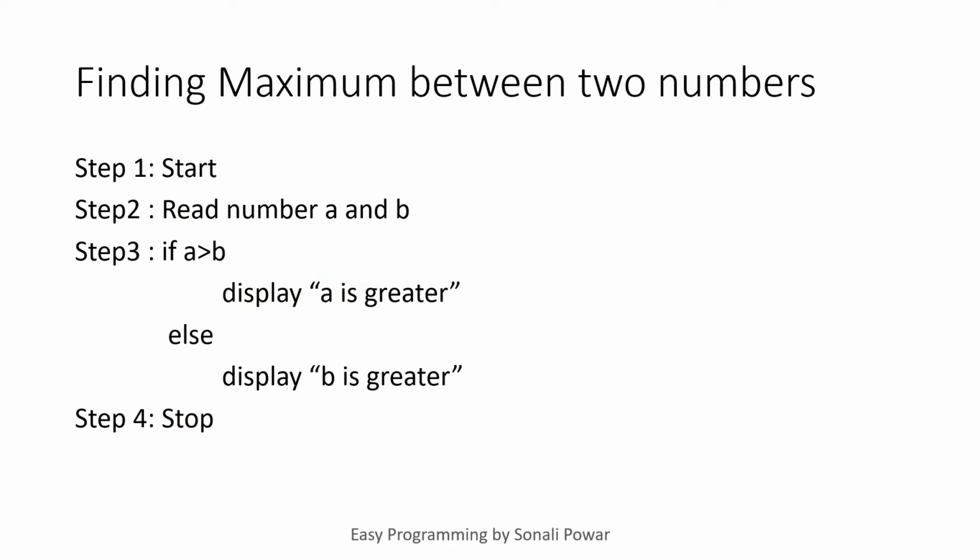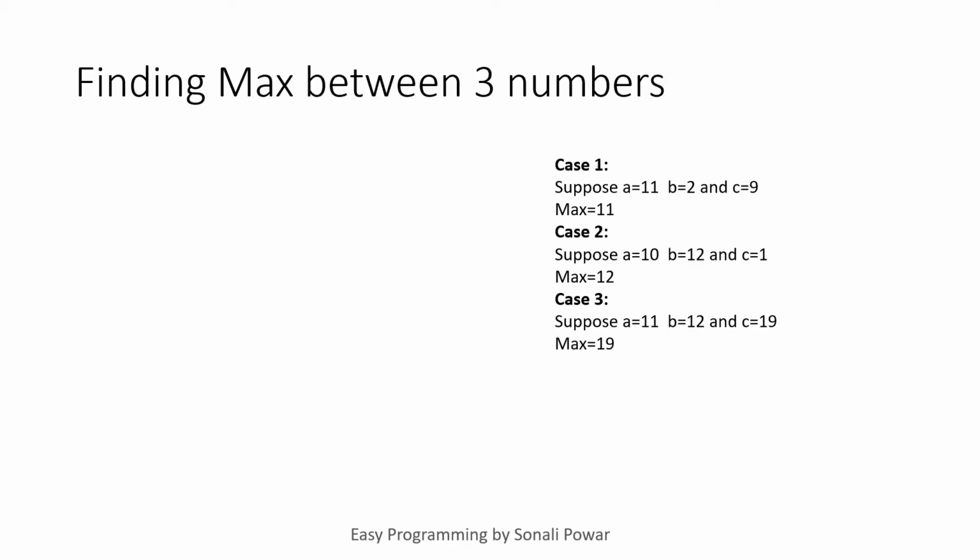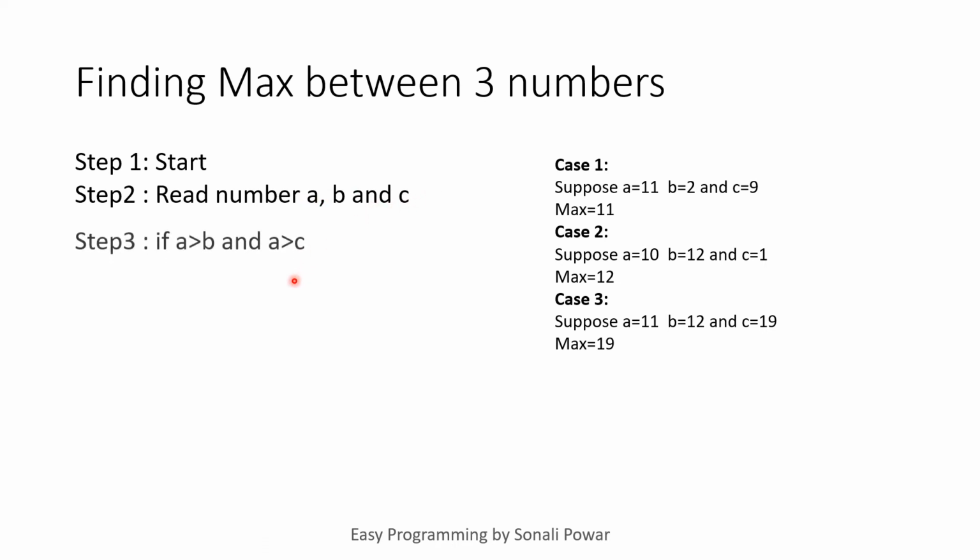So this is the way to find the maximum between two numbers. Now in the next example we will see finding the maximum between three numbers. Here the input for this algorithm is three numbers, meaning I am going to enter three numbers and I want to find out the maximum between these three numbers. So the first step is start, and after that you have to read the three numbers. Read numbers A, B and C. You can give any name here.